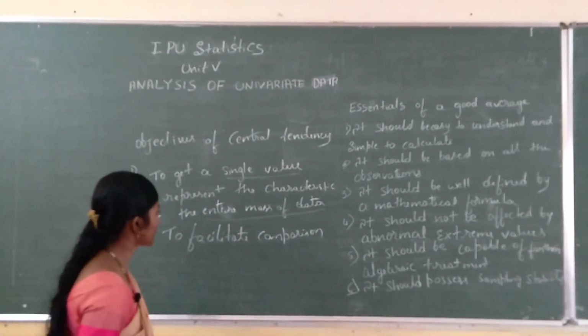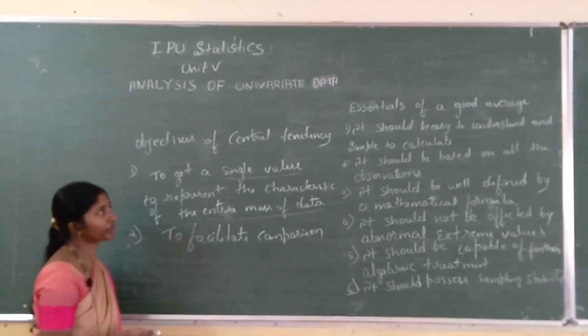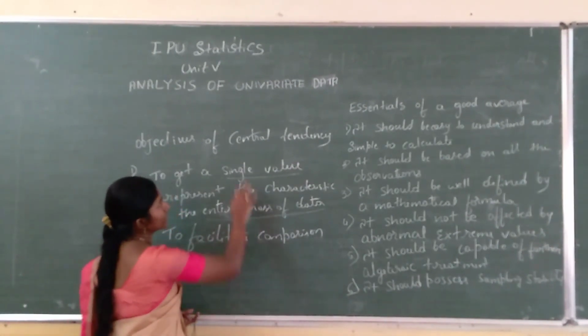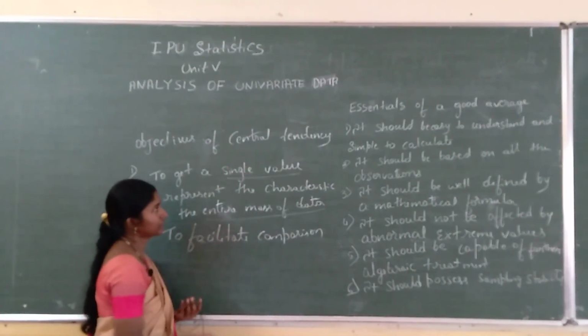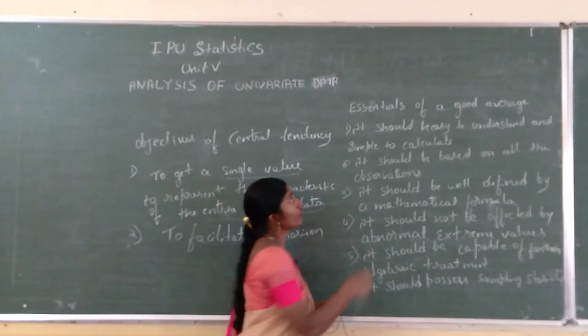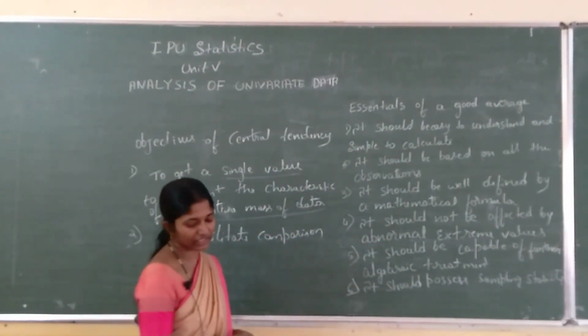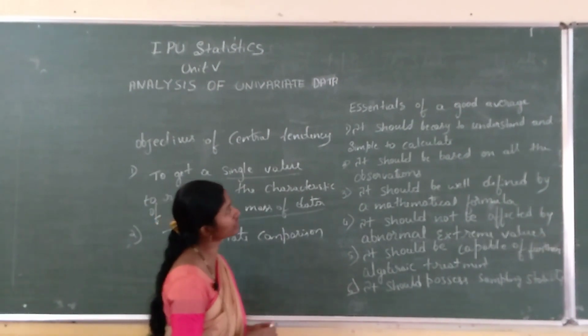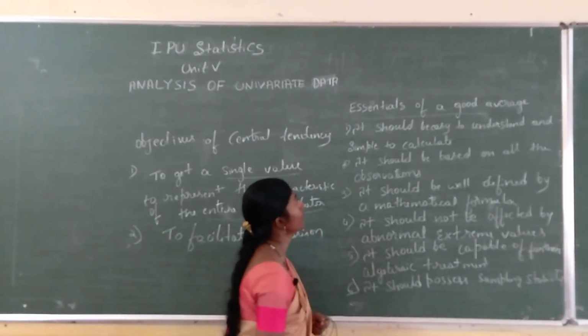This is another one. This is very easy. For comparison purposes, we are using measures of central tendency. Next, we will go for the essentials of a good average. See here, in the essentials of a good average, I have written 7 points.